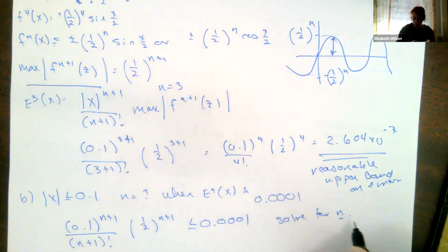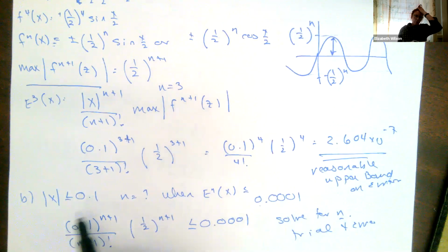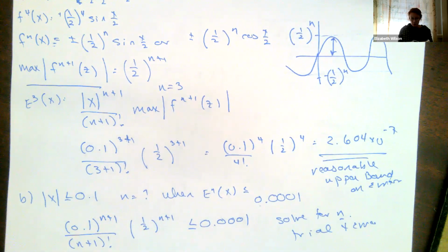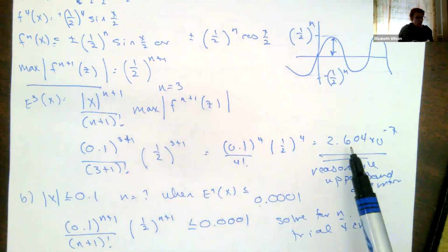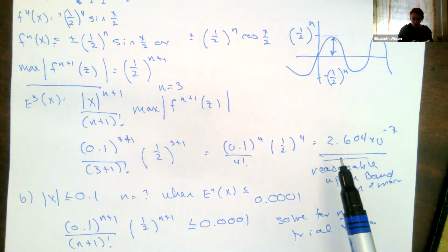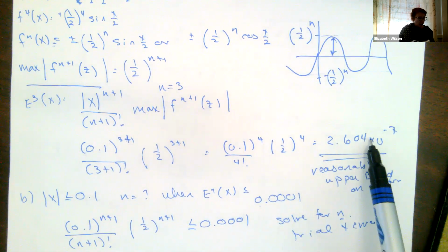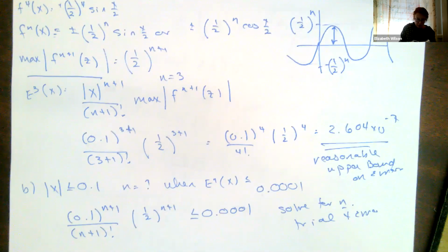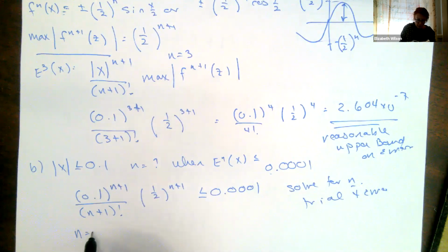Well, this is trial and error. Don't try to actually solve for n, because it's going to blow up. Just try trial and error, but use what you have here. My n was 3, and I got a really small error. So I'm going to try n equals 2. I can go smaller. So n equals 2, I'm going to plug it in.